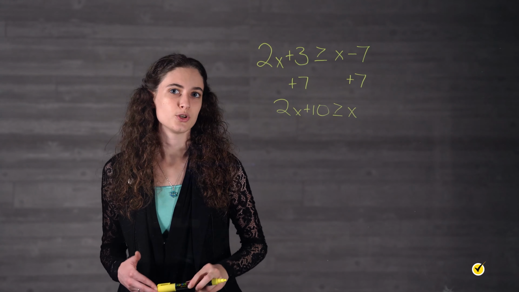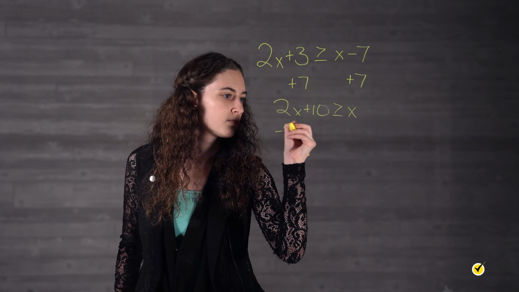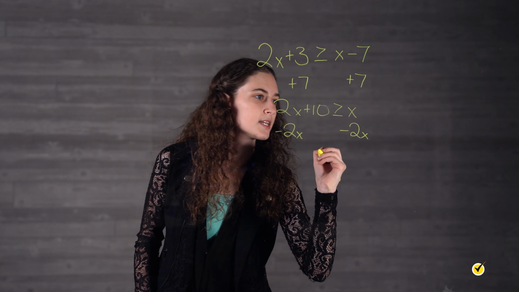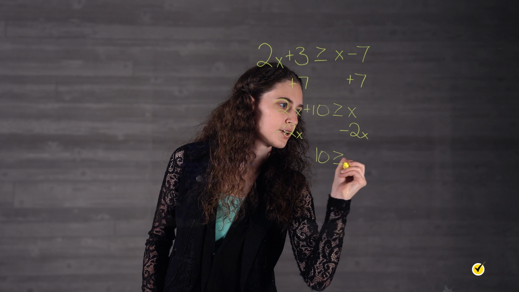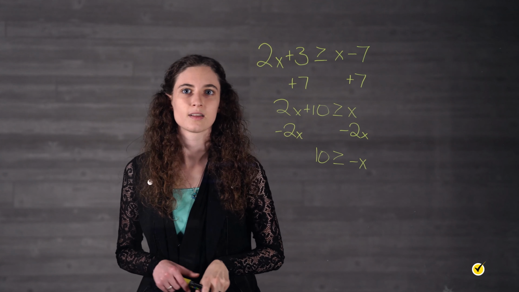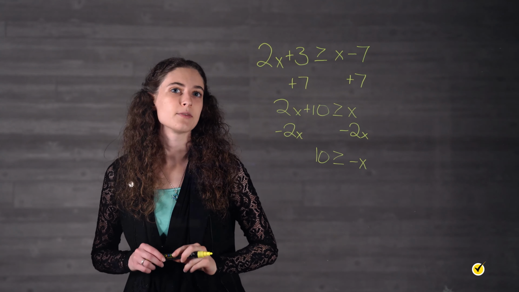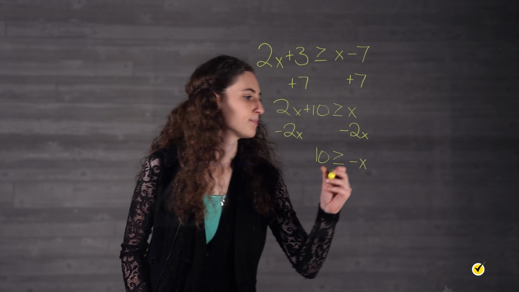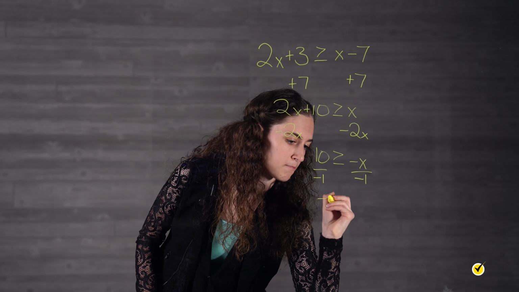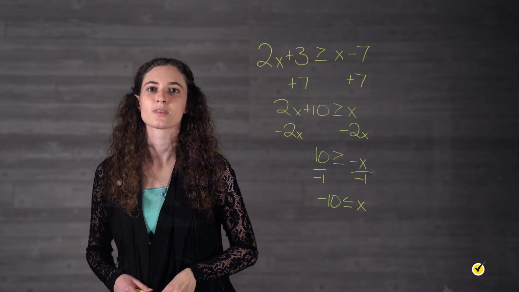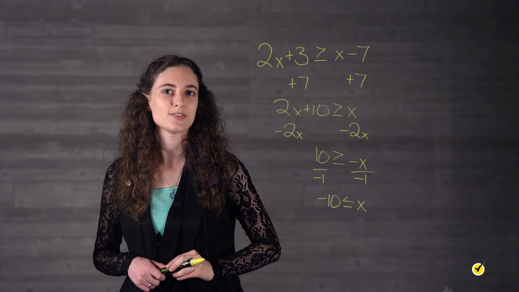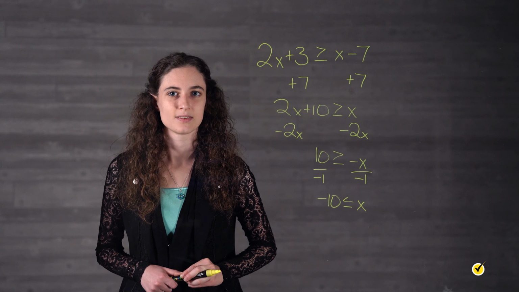Now I have to subtract 2x from both sides. This gives us 10 ≥ -x. Finally, I need to divide by -1 and flip my sign. So our final answer is -10 ≤ x.